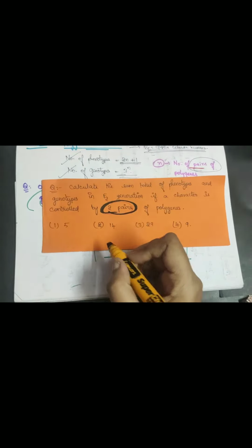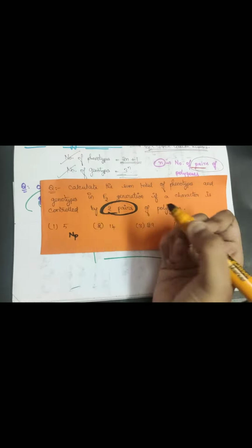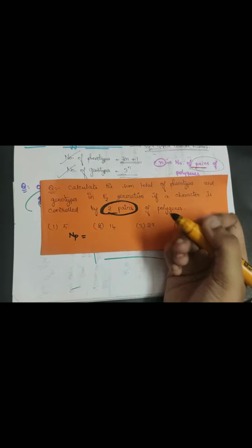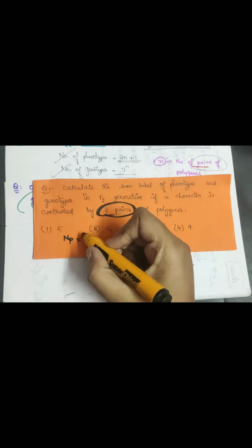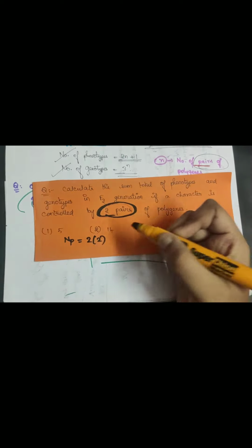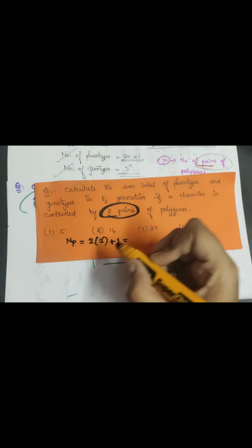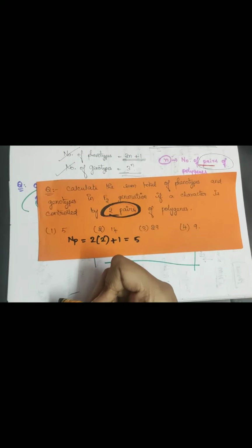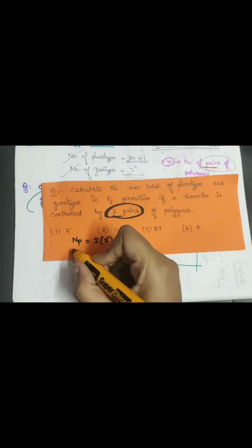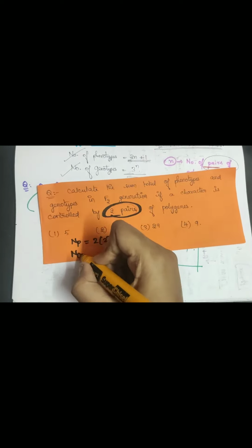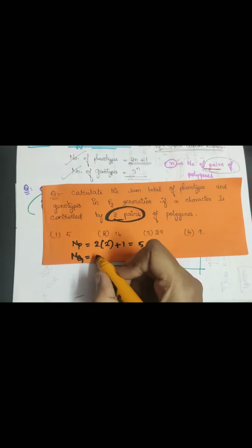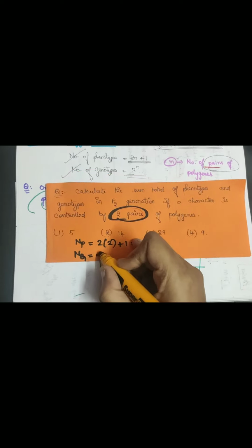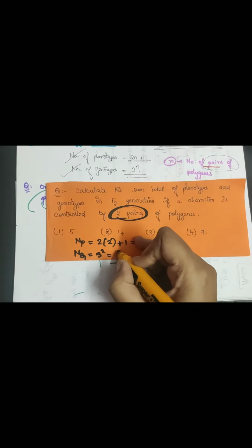Number of phenotypes will be NP. Number of phenotypes will be 2n plus 1. So what is the n value here? 2. So 2 into 2 plus 1, that will be 4 plus 1, which is 5. Clear? Now the number of genotypes, NG. Number of genotypes will be 3 power n. Simple, like that. 3 power 2 is equal to 9.